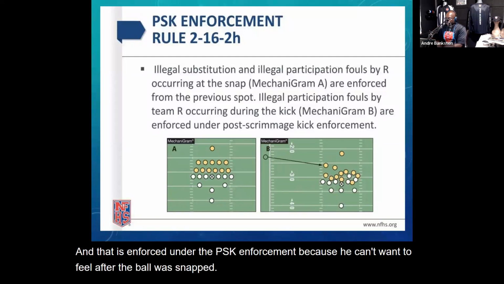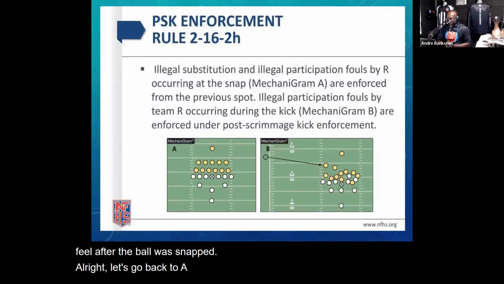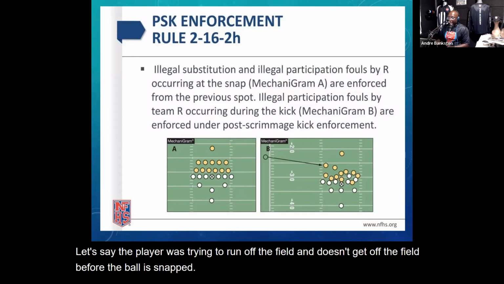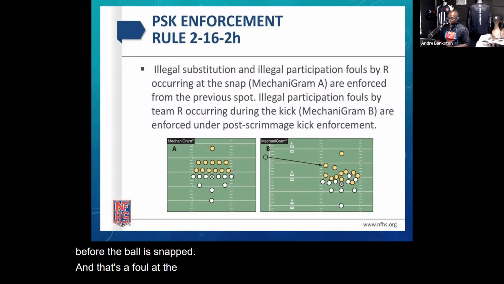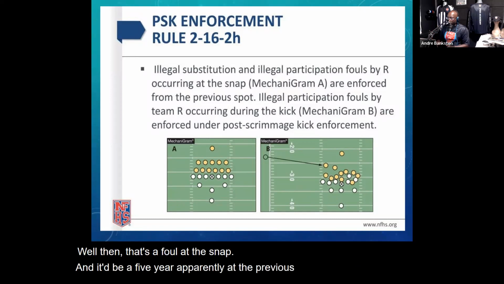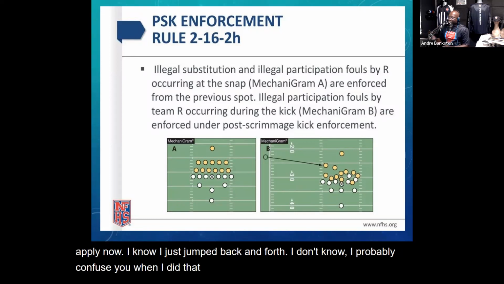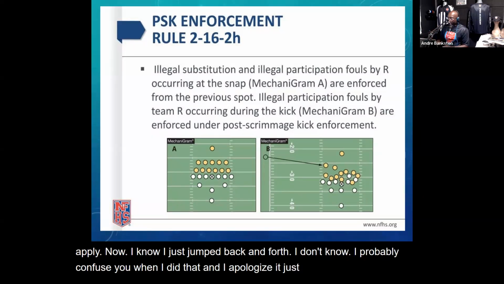All right, let's go back to A for illegal substitution. Let's say the player was trying to run off the field and doesn't get off the field before the ball is snapped. Well, then that's a foul at the snap, and it'd be a 5-yard penalty at the previous spot. The PSK foul does not apply. Now, I know I just jumped back and forth. I probably confused you when I did that, and I apologize. It just came to my mind as I was talking about it.